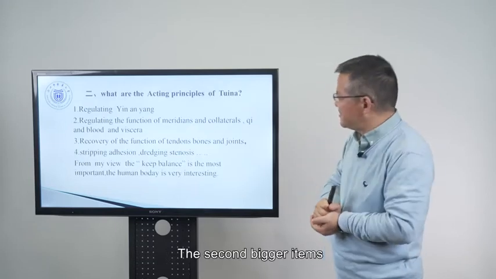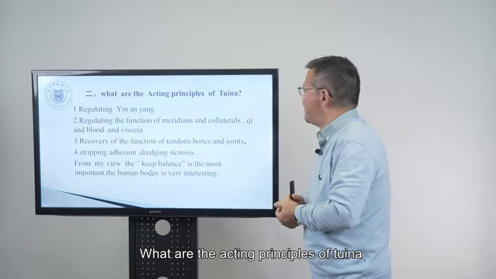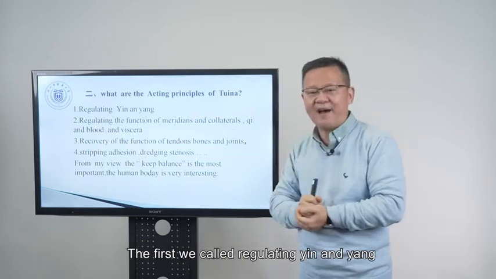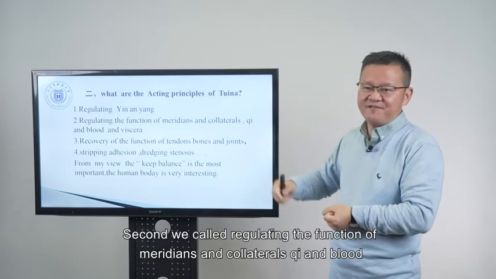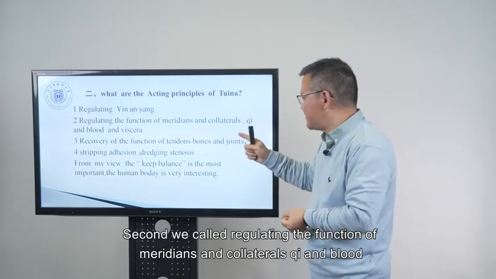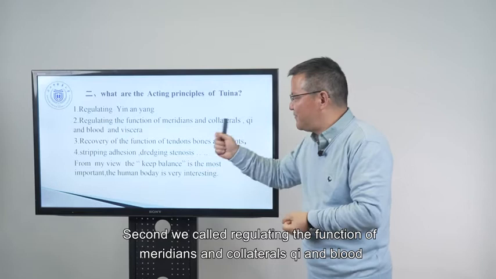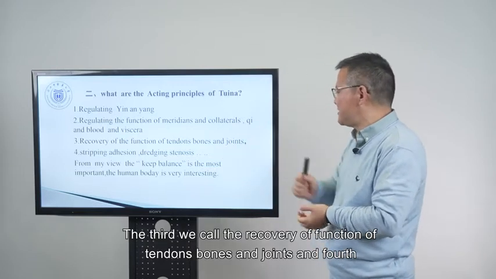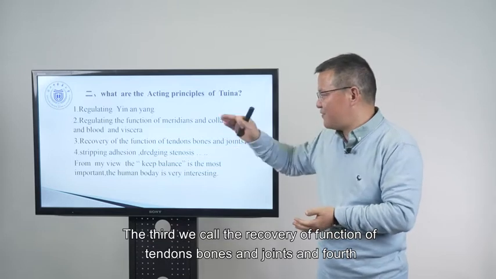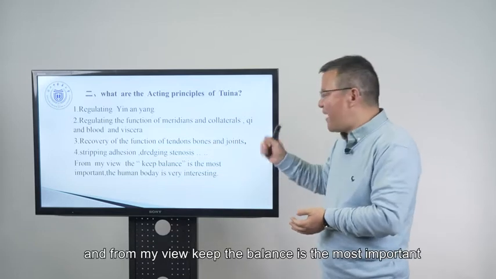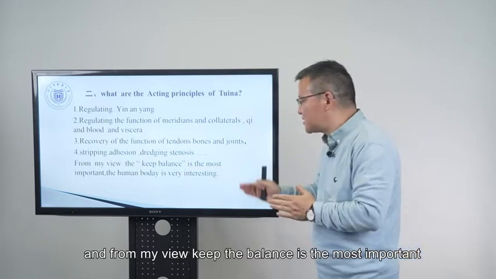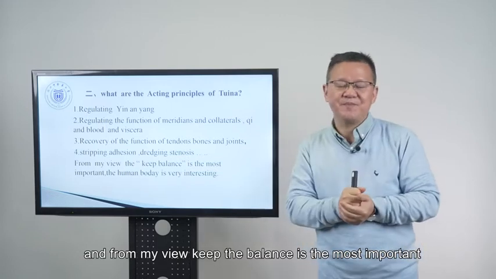Second big item. What are the acting principles of Tuina? The first we call regulating yin and yang. Second, we call regulating the function of meridians and collaterals, qi and blood, and viscera. The third is the recovery of the function of tendons, bones and joints, and the fourth, others. But from my view, keeping the balance is the most important.